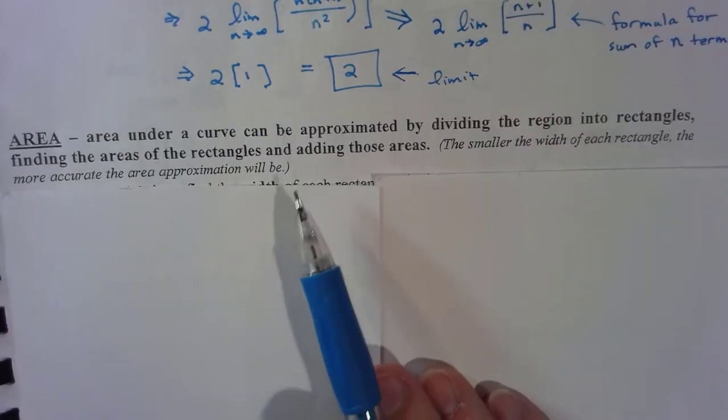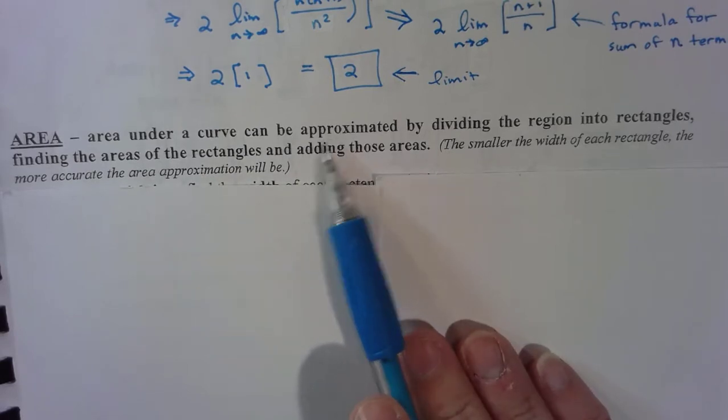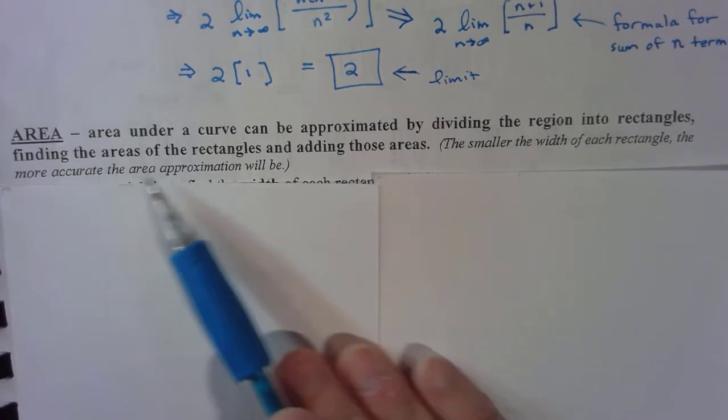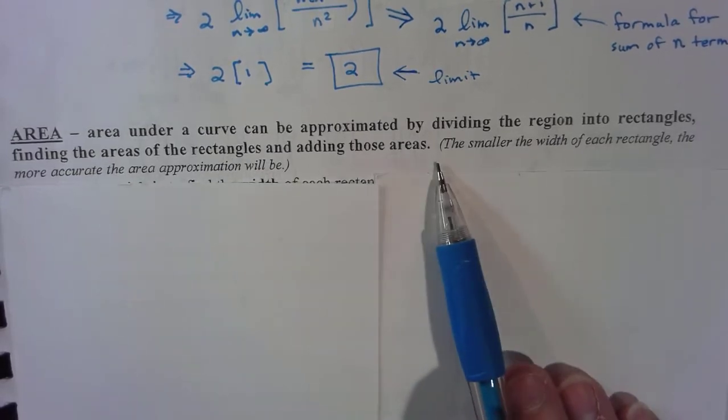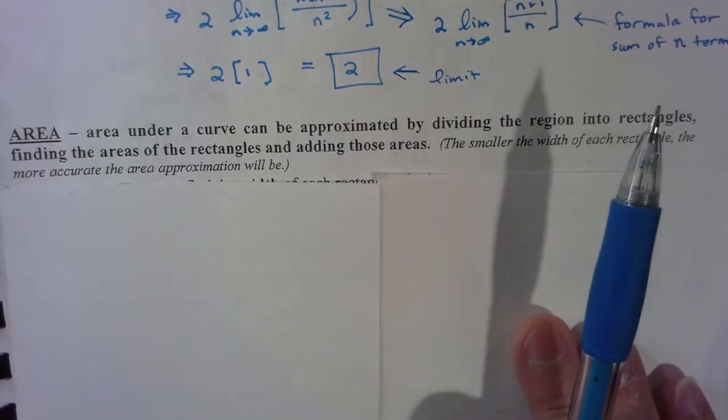We're really going to talk about area. Area under a curve is a really important concept in calculus. It can be approximated by dividing the region into rectangles, finding the areas of the rectangles, and adding those areas. The smaller the width of each rectangle, the more accurate the area approximation will be.